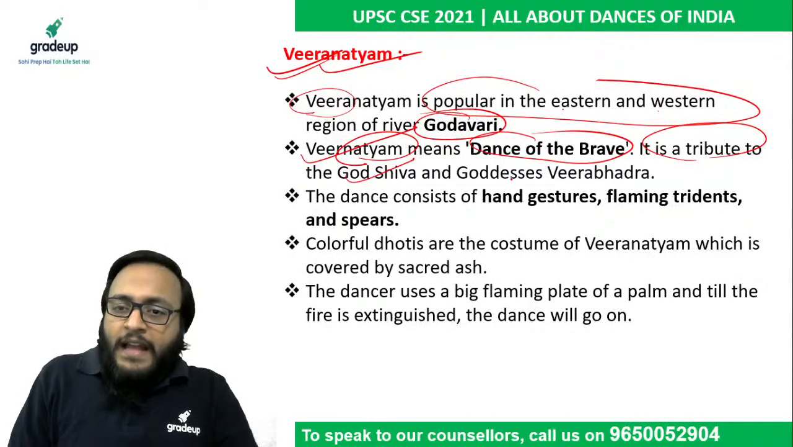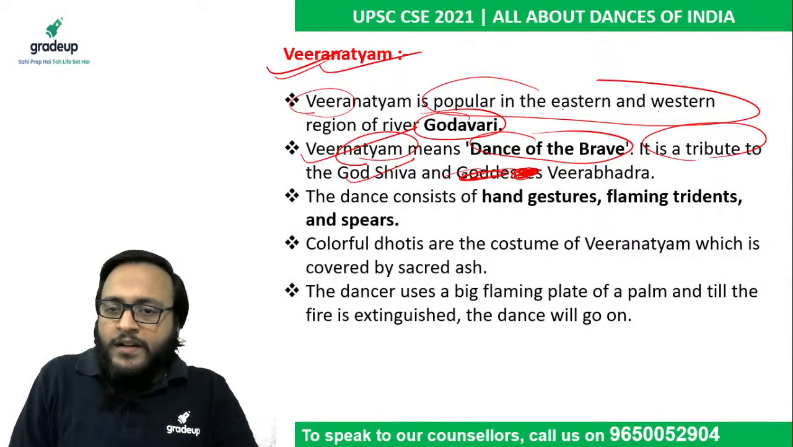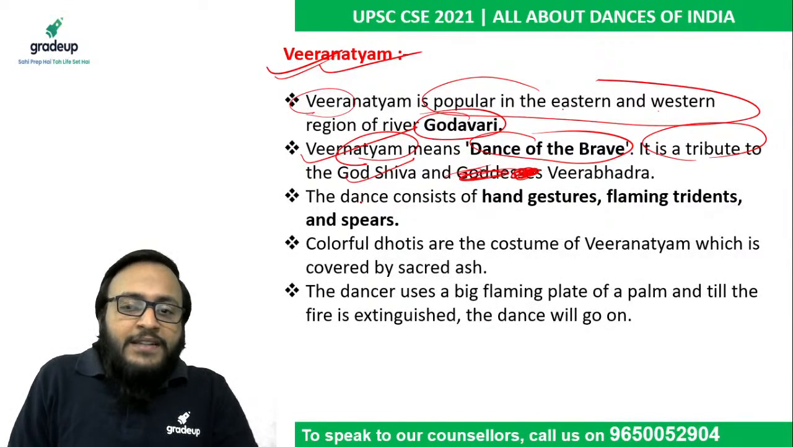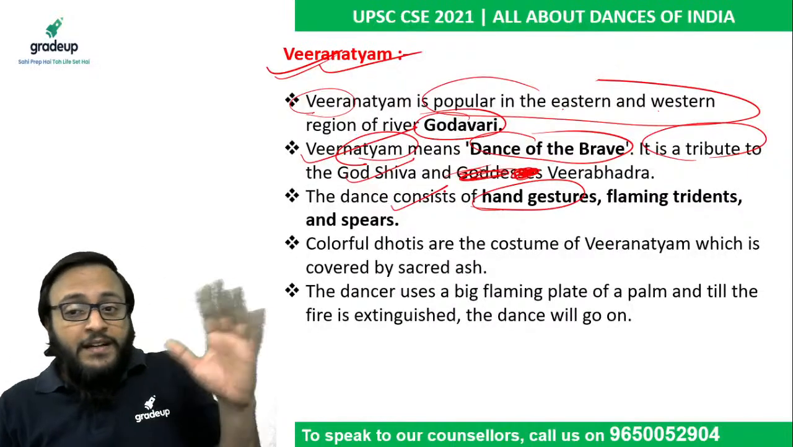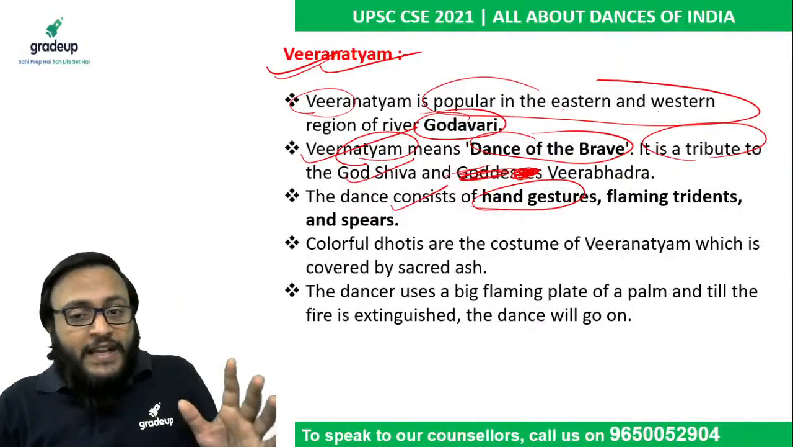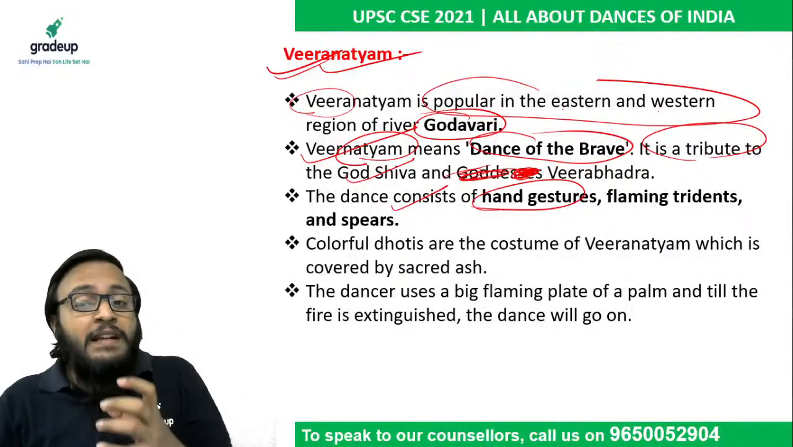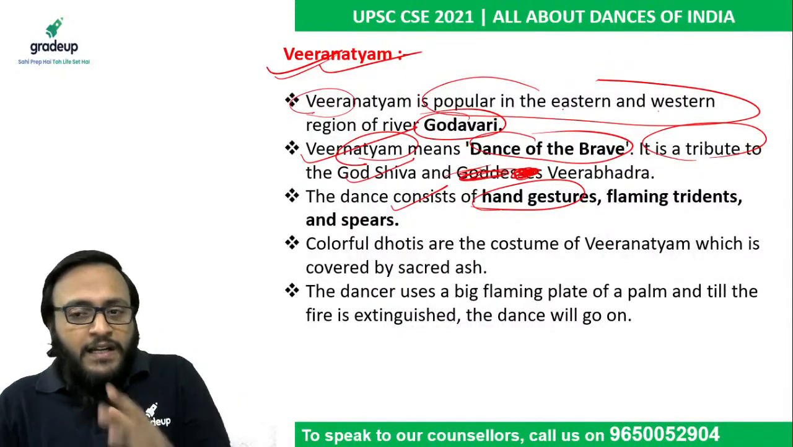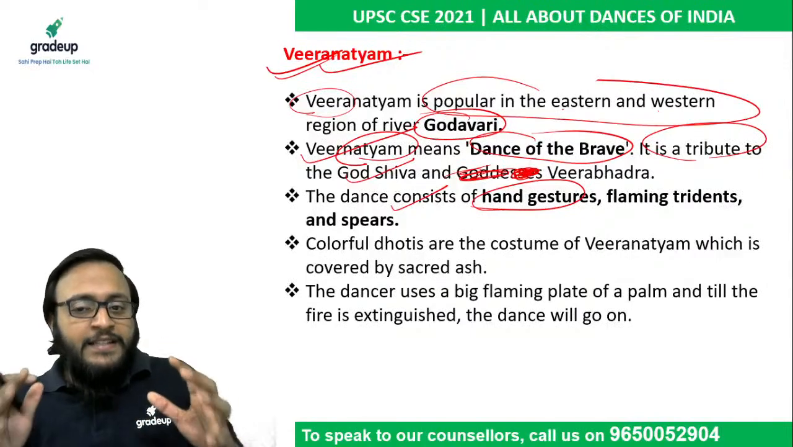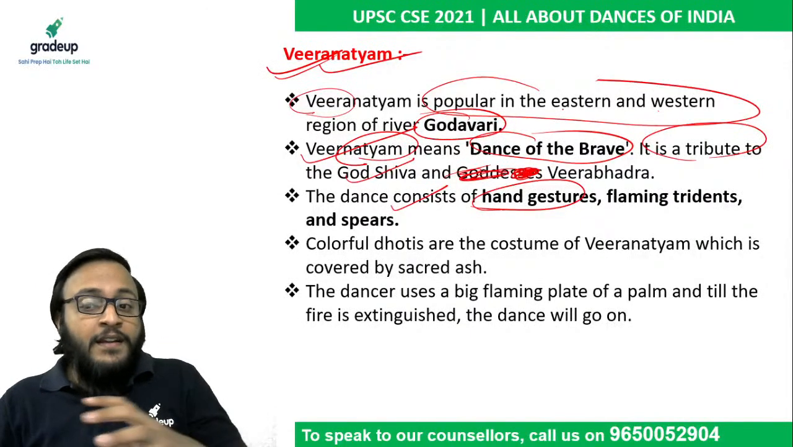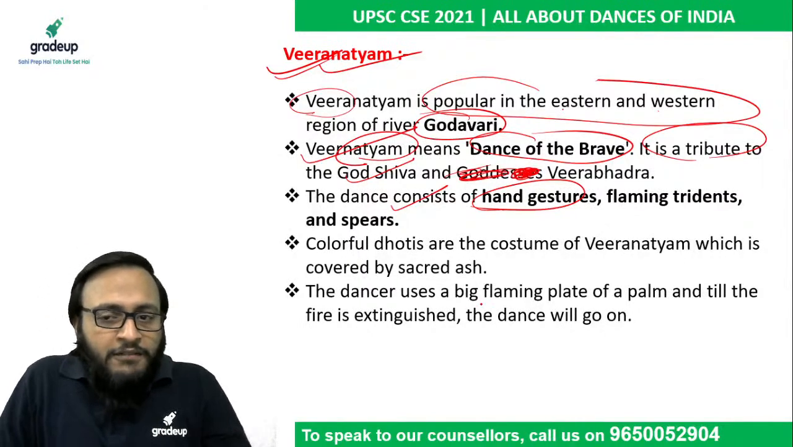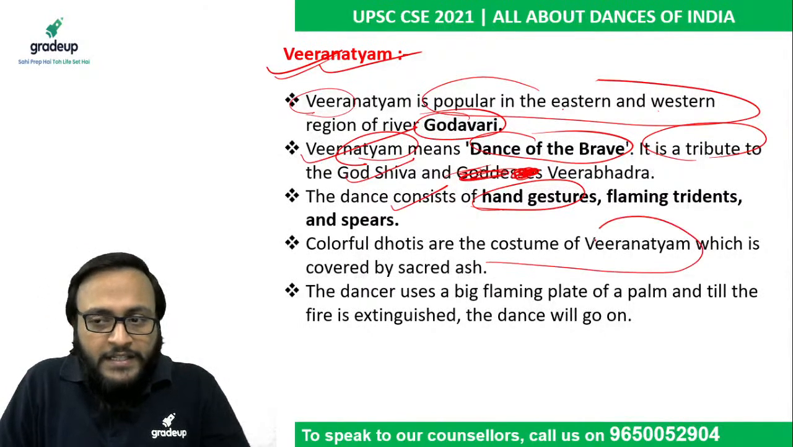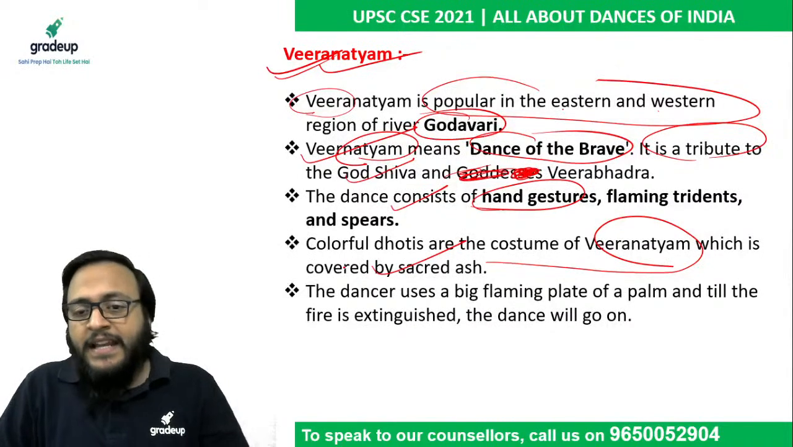Lord Shiva and Veerbhadra. And it consists of what? The flared hand gestures, flaming tridents, spears, and fierce representation of the dancers. काफी खतरनाक किस्म का, थोड़ा सा एग्रेसिव मोटिव के साथ और थोड़े से विगरस मूवमेंट्स के साथ ये डांस किया जाता है. And guys, colorful dhotis are the costumes of Veeranatyam, which is covered by the sacred ash.